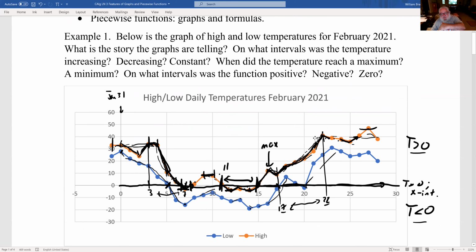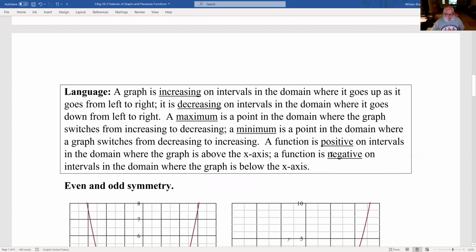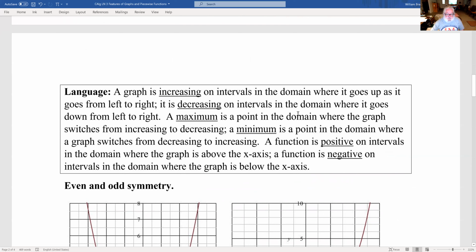Maximums are where you change from going from increasing to decreasing. Minimums, you go from decreasing to increasing. Positive, that's where the graph is above the x-axis. Negative is where it's below the x-axis. X-intercepts is where the graph is 0. And so here's the language about all that. It's essentially what I just said.